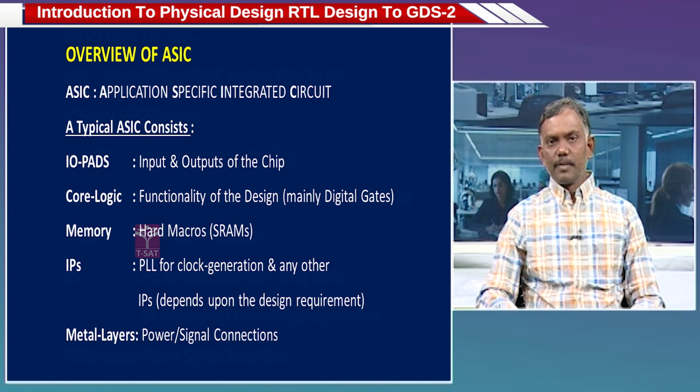Metal layers. Every chip consists of power and signal nets. Means every digital gate, if you see, has VDD, VSS power, and input and output signals and clock signal. All these power and signal nets are connected through these metal layers.